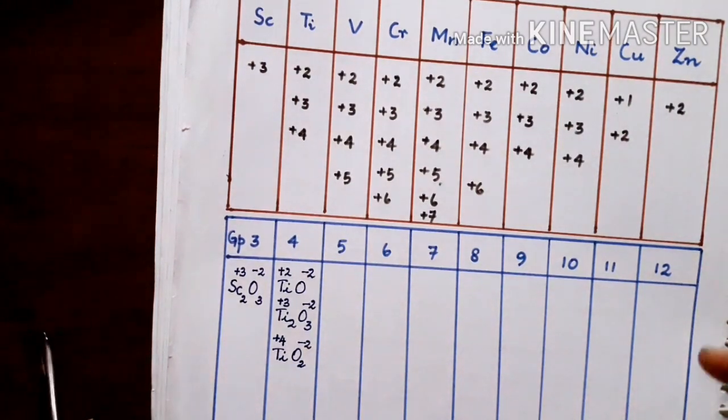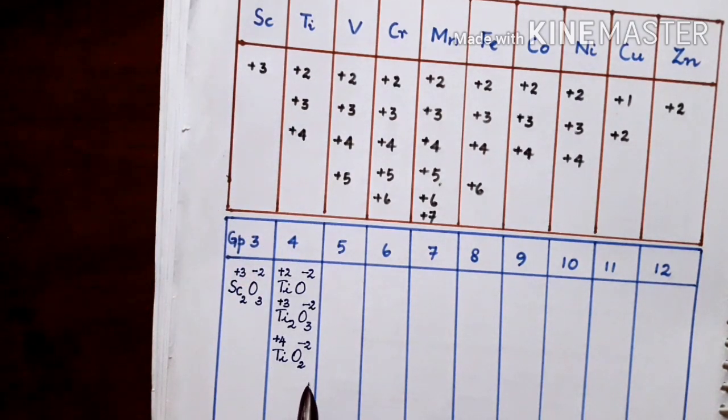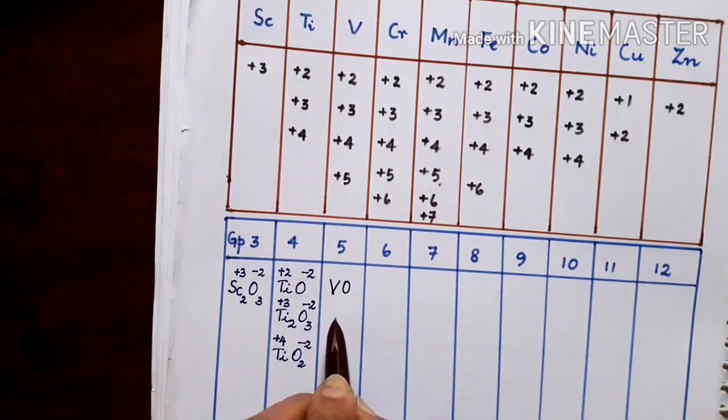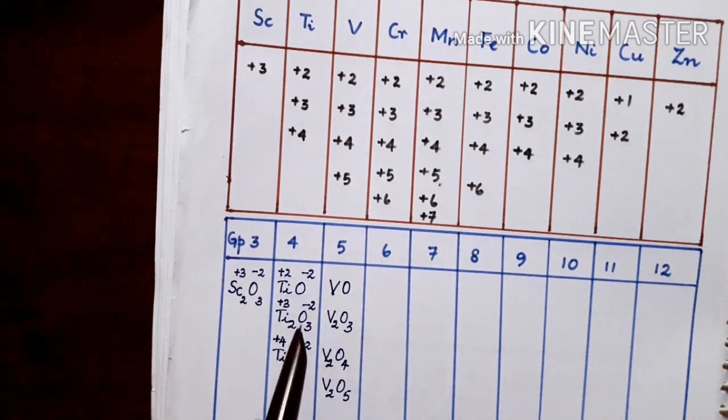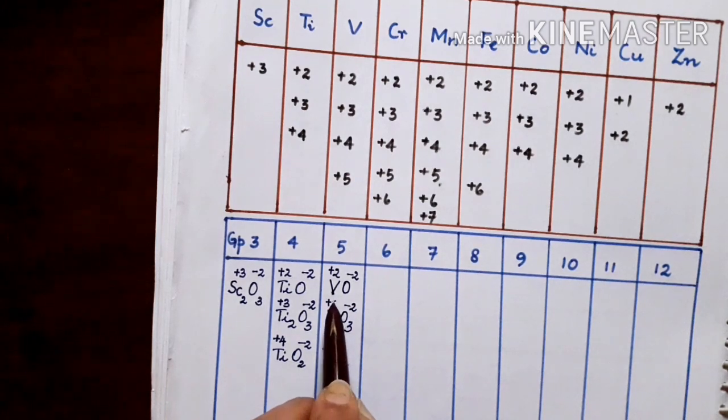Vanadium forms a variety of oxides where it can exhibit +2 to +5. So the different oxides will be of the type VO, V2O3, V2O4 and V2O5. Check the oxidation state. This one will be +2. This is +3. Next one is +4. And the last one is +5. Hope it is clear. Now coming to chromium.